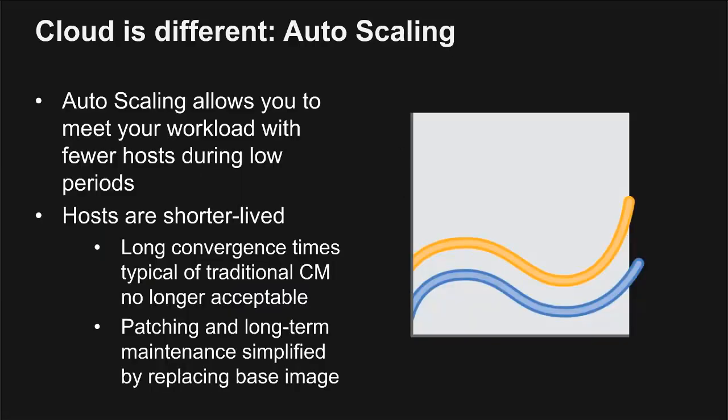But using the cloud is different. One example of that is auto-scaling. Instead of having permanently running VMs or servers, auto-scaling allows you to meet your workload with fewer hosts during low periods. So you basically add capacity when you need to, when you have more traffic, and reduce capacity when you have less traffic. As a result of this, your actual hosts, your instances, don't live as long. So a result of that is that you don't need to worry so much about patching and long-term maintenance.